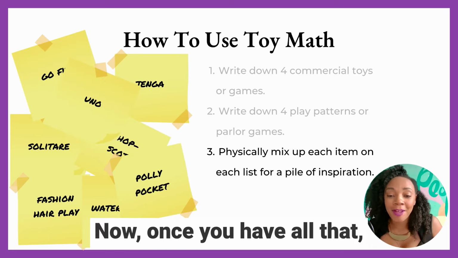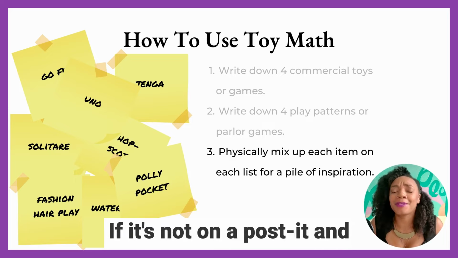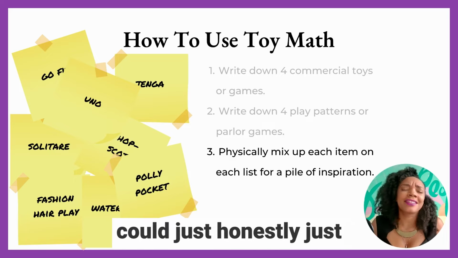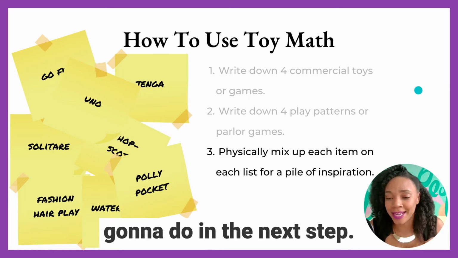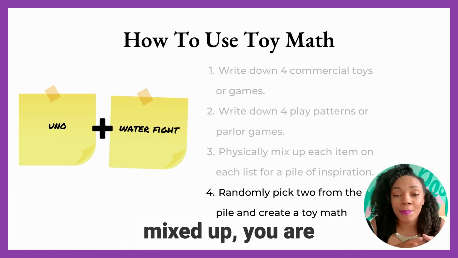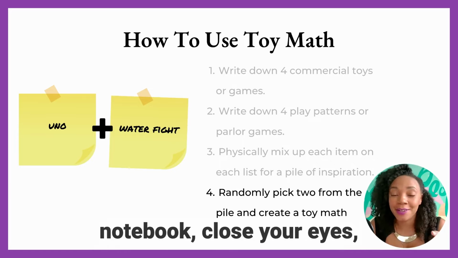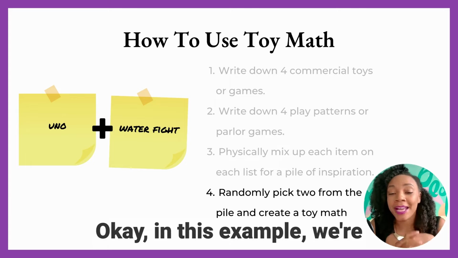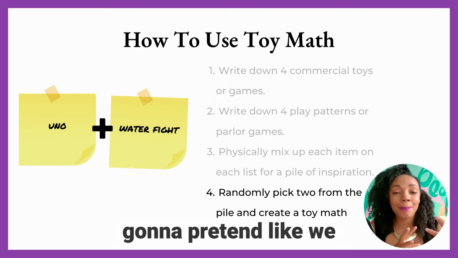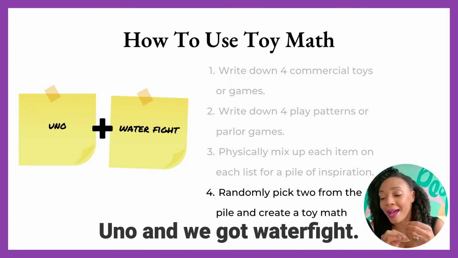Now, once you have all that, if it's on a Post-it, you're going to physically mix it up. If it's not on a Post-it and it's in your notebook, you could just close your eyes, and in the next step we're going to point to some. You'll see what we're going to do in the next step. So after they're all mixed up, you're going to pick 2 out. Again, if it's in your notebook, close your eyes, point to 2 different ones, see which ones you get, okay? In this example, we're going to pretend we mixed all of those words up and we got the word Uno and we got water fight.